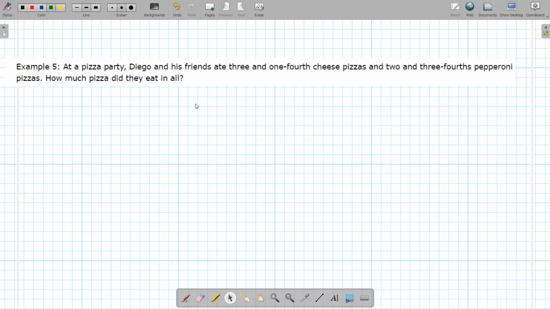At a pizza party, Diego and his friends ate 3 and 1/4 cheese pizzas, okay? So that just means 3 and 1/4 like that, and 2 and 3/4 pepperoni pizzas. How many pizzas did they eat in total? You just add them both. Yeah, just add them both, right?